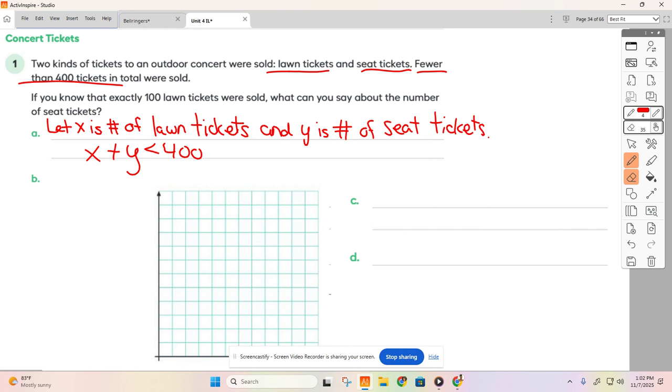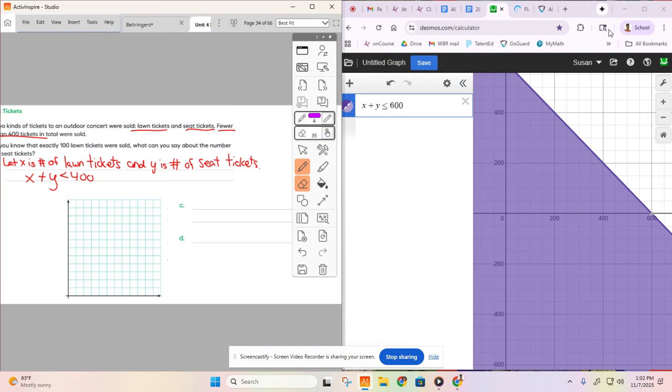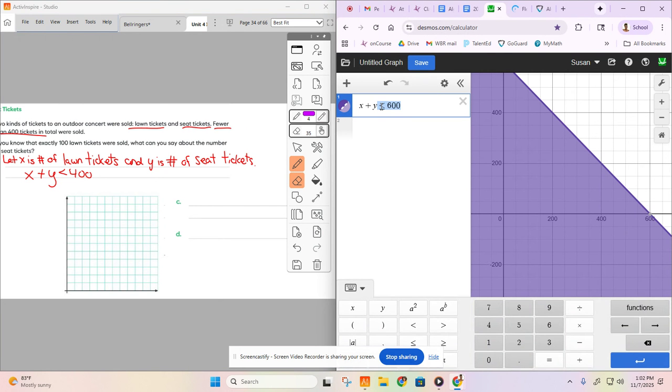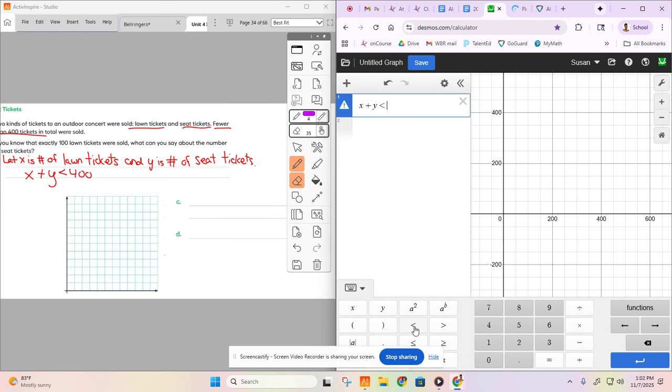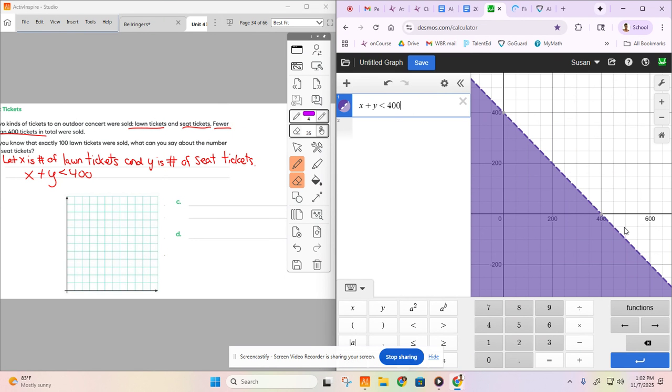Part B says we're going to sketch our graph. Okay, just to see what this looks like so I know how to label my axes, I'm going to go to Desmos and type in my inequality. So it's basically the same, I'm just changing the symbol. The symbol is now less than and 400.